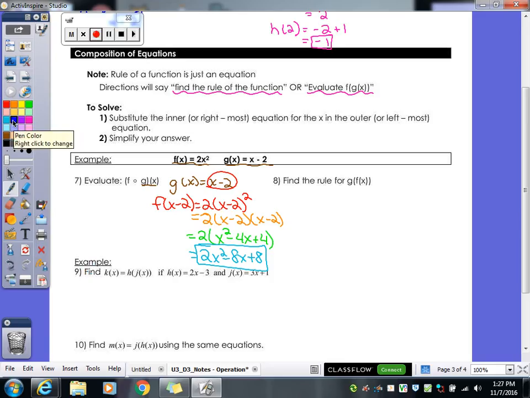Number 8, they just want us to go backwards. They want us to find g of f of x. So we start with our f of x, but when we plug in an x, nothing changes. It's still 2x squared. So now I'm going to plug 2x squared into the g function. So that gives me 2x squared minus 2. And there's nothing we can do with that. So it stays as 2x squared minus 2.